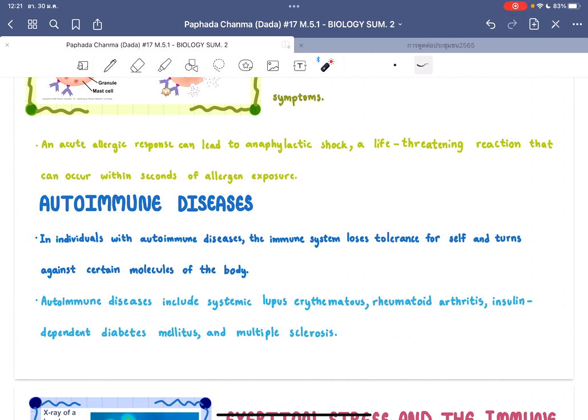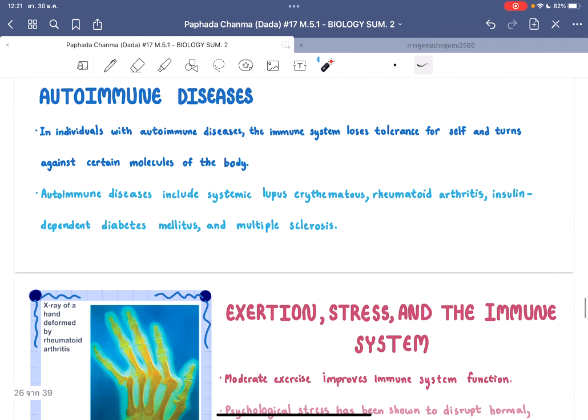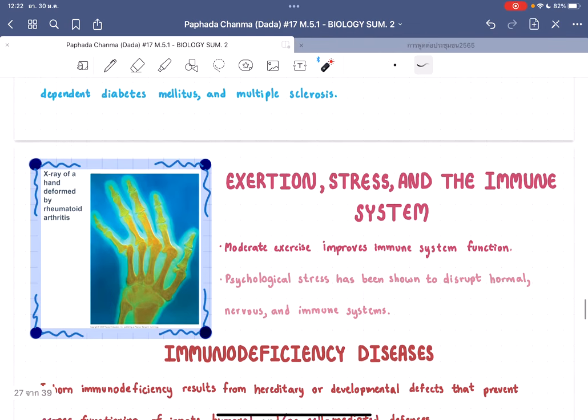Autoimmune disease. An individual with autoimmune disease, the immune system loses tolerance for self, reacting against certain molecules of the body. Autoimmune diseases include systemic lupus erythematosus, rheumatoid arthritis, insulin-dependent diabetes mellitus, and multiple sclerosis.